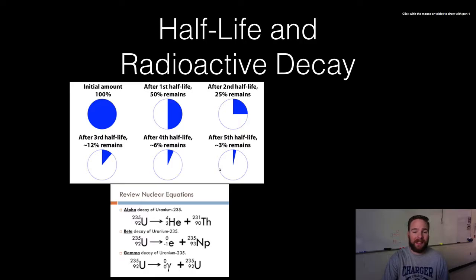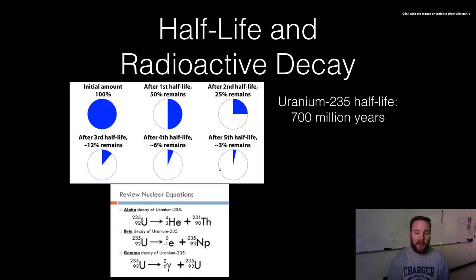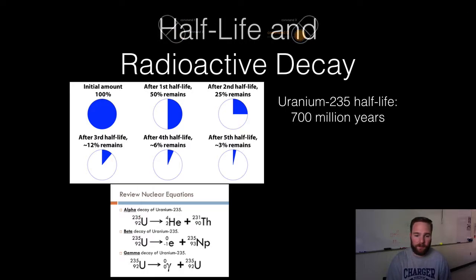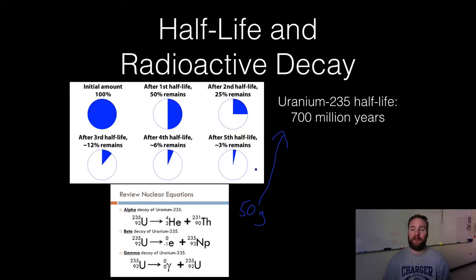So we could even take something like this, our three different types of decay. We've talked about alpha decay, we've talked about beta decay, and we've talked about gamma decay, and we could put some numbers to this. Here we go. So say we had 50 grams of uranium, and we found out right here that uranium-235 has a half-life of 700 million years. So what does that mean?